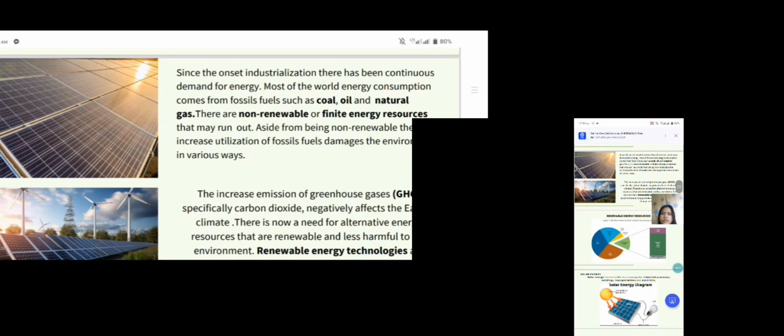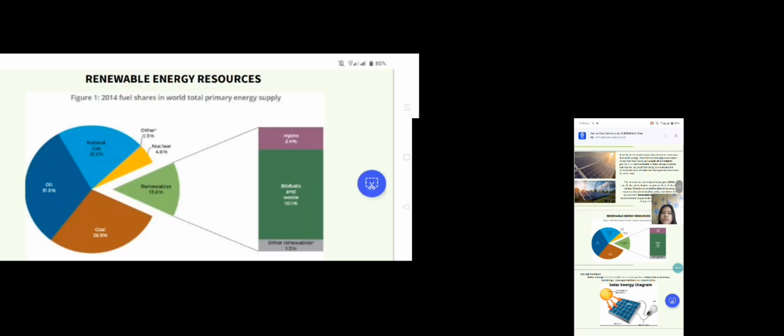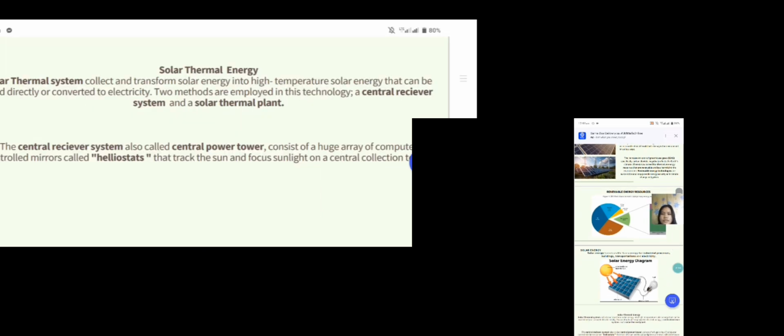Since the onset of industrialization, there has been continuous demand for energy. Most of the world energy consumption comes from fuels such as coal, oil, and natural gas. These are non-renewable or finite energy resources that may run out. Aside from being non-renewable, the increased utilization of fossil fuels damages the environment in various ways. The increase of emission of greenhouse gases, especially carbon dioxide, negatively affects the Earth's climate.